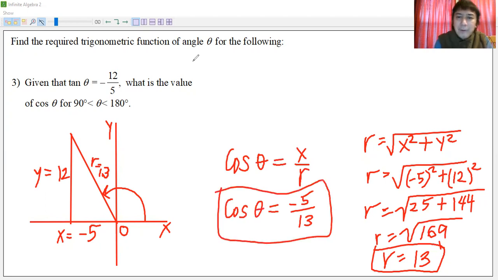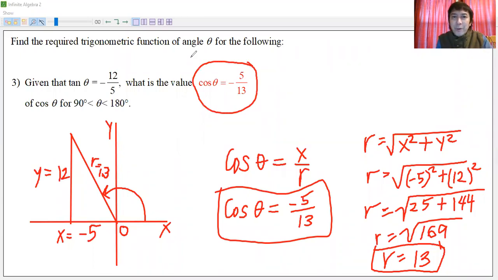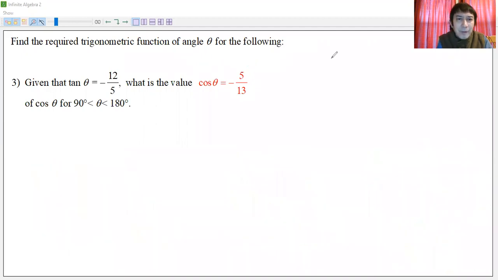Okay, let's check the answer. All right, this is -5/13. And this goes to our number 3. Let's proceed to number 4. All right, let's continue with number 4.